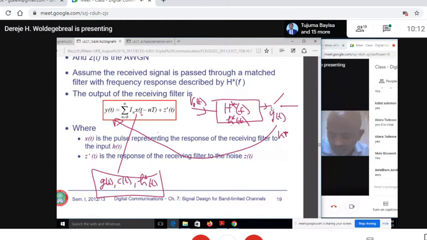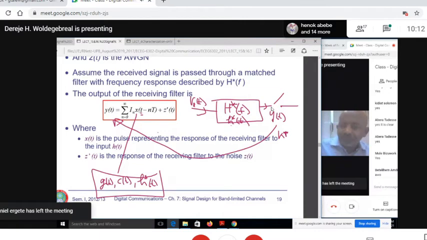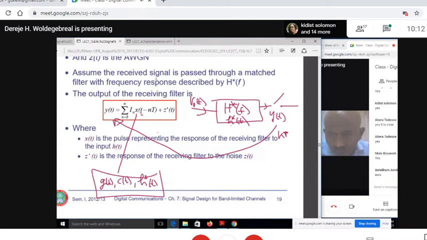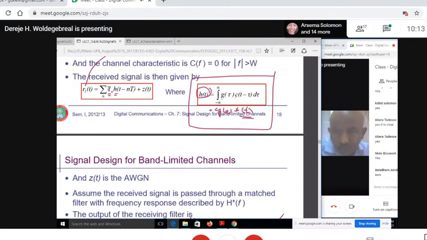be given as an input to the demodulator side. So now let's define, so r of t convolved with h of t would give us y of t.